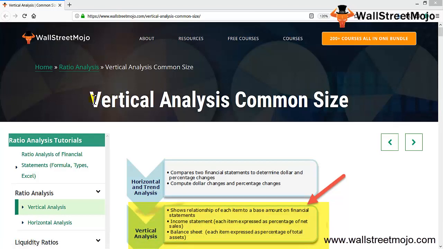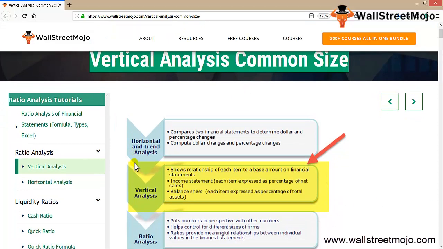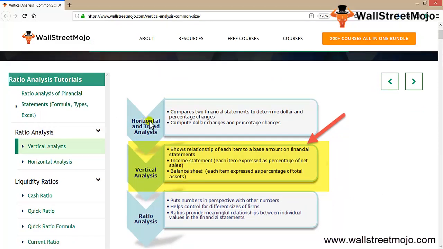Friends, today we are going to learn a concept that is vertical analysis of common size. So basically, we'll be studying three aspects over here: horizontal and trend analysis, vertical analysis, and ratio analysis. These are the three things. What is the horizontal and the trend analysis? It basically compares the financial statement to determine the dollar and the percentage changes in the amount. And the second is it computes the dollar change with the percentage change.